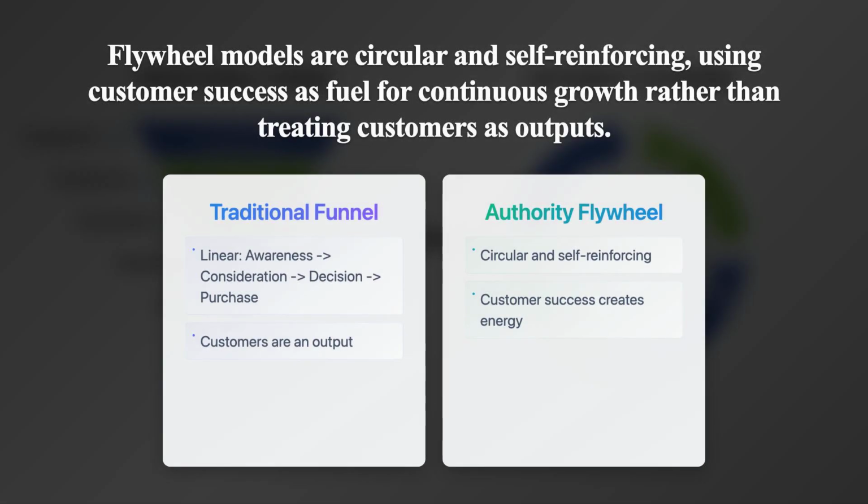The traditional marketing funnel is linear. Awareness leads to consideration, consideration leads to decision, decision leads to purchase. Customers flow through and exit. The funnel treats customers as an output. Once they buy, they're someone else's responsibility. This model breaks down in climate tech because it ignores the relationship building and trust development that drive long-term success.